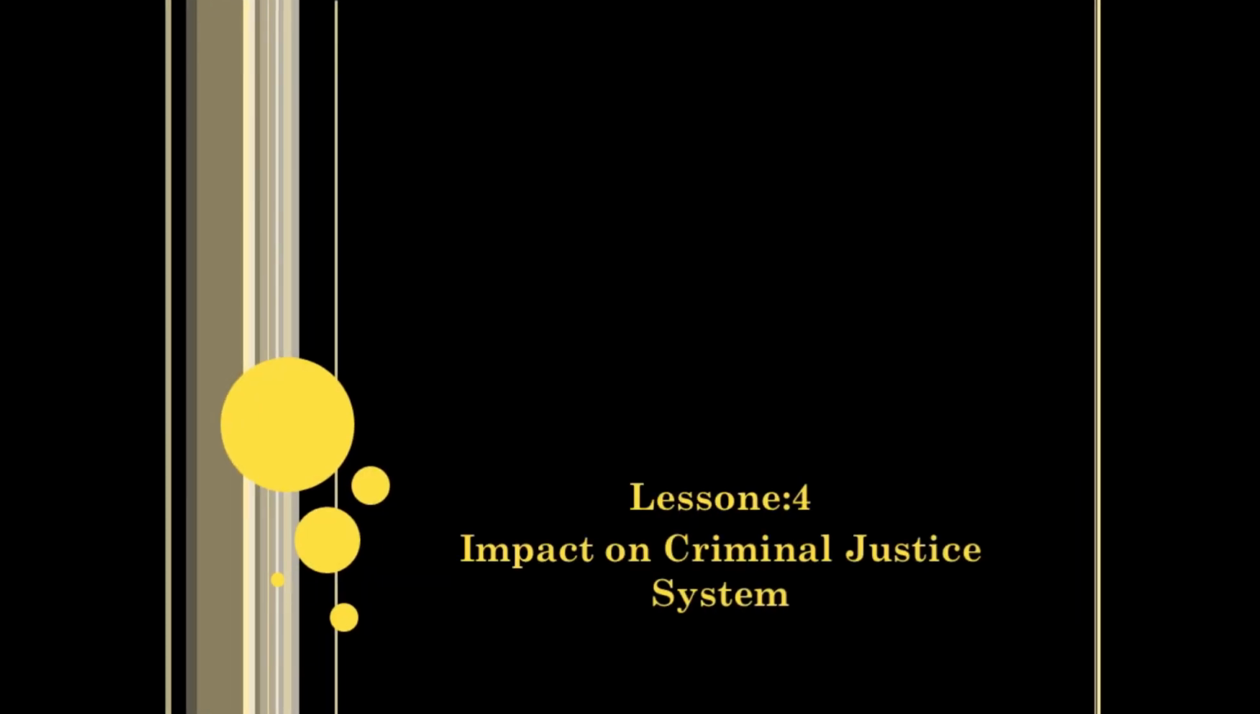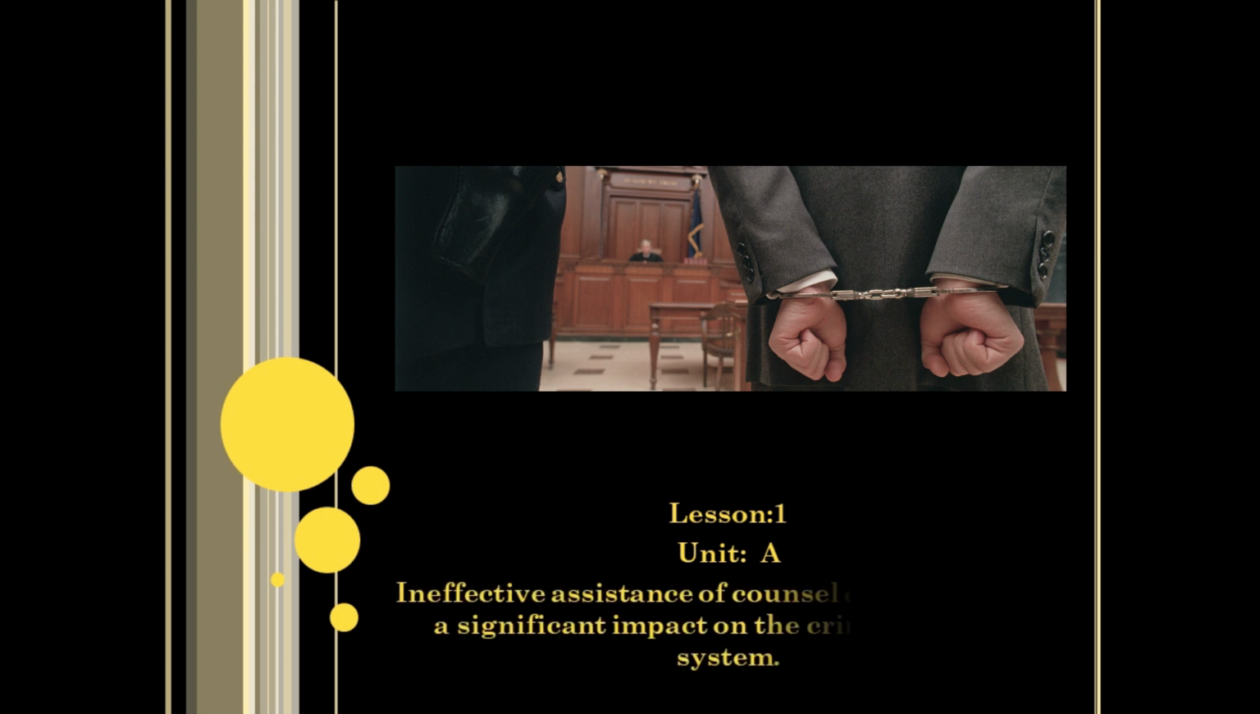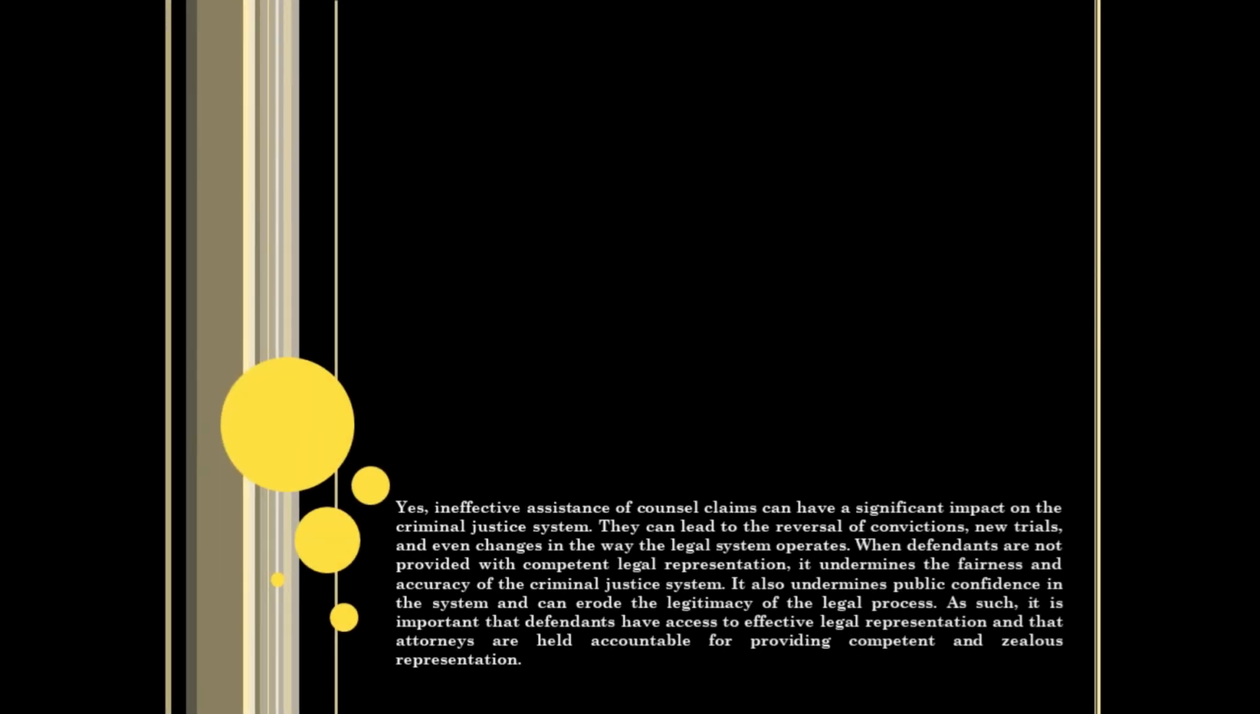Lesson 4. Impact on criminal justice system. Lesson 1. Unit A. Ineffective assistance of counsel claims can have a significant impact on the criminal justice system. Yes, ineffective assistance of counsel claims can have a significant impact on the criminal justice system. They can lead to the reversal of convictions, new trials, and even changes in the way the legal system operates.